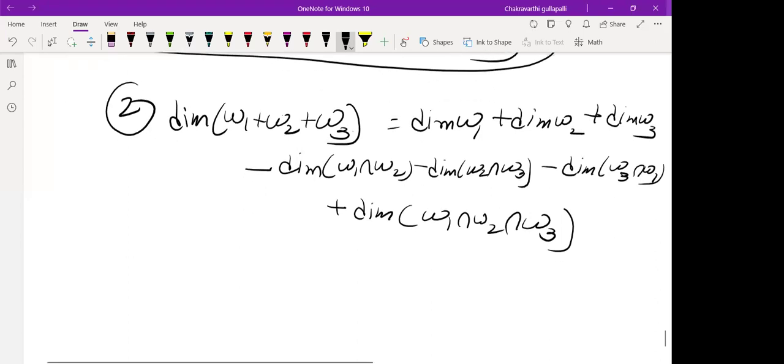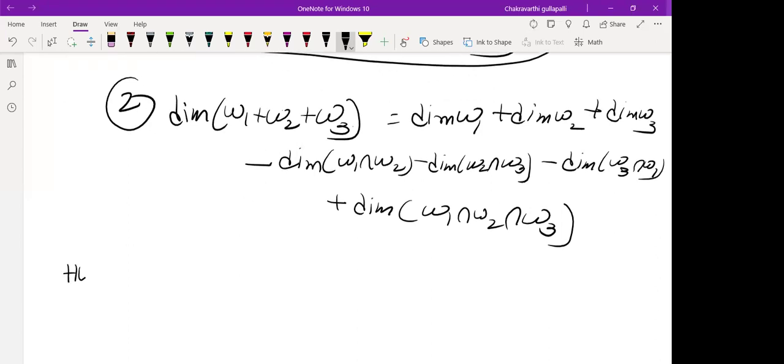Okay, so your homework is to write the formula for 4. They can ask this, sir.